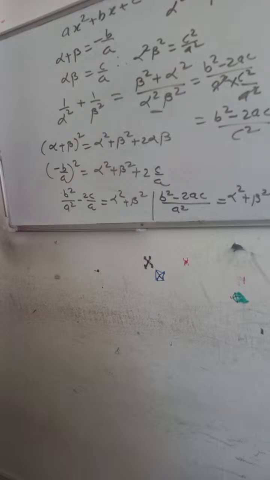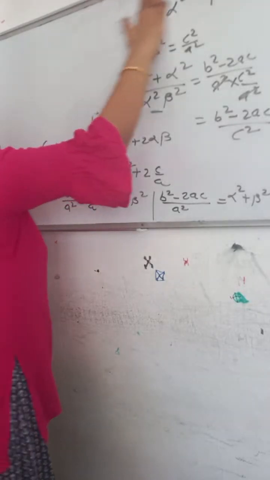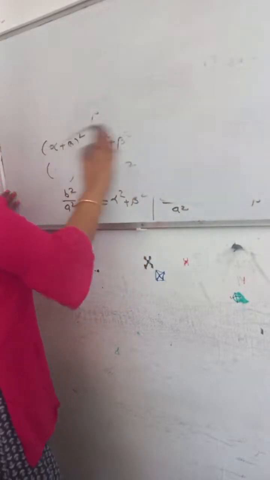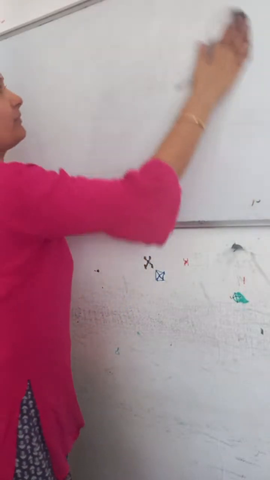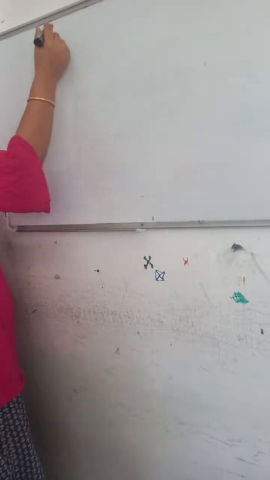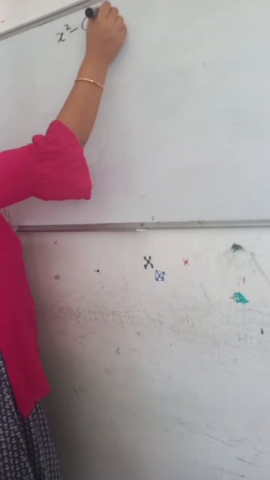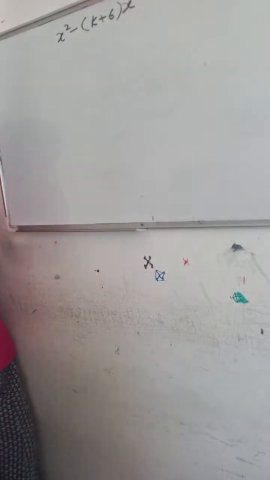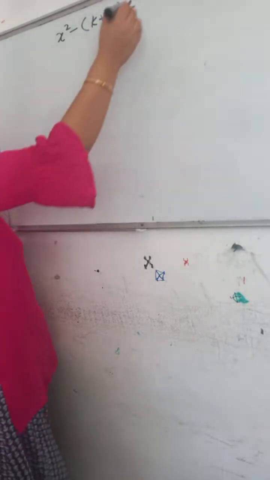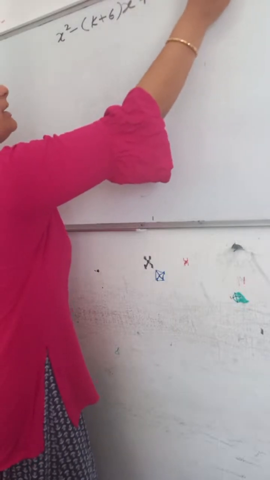Write down. Find the value of k such that the polynomial x square minus (k plus 6) x plus 2k minus 1 is equal to 0.